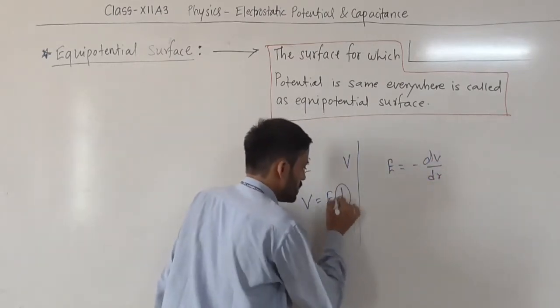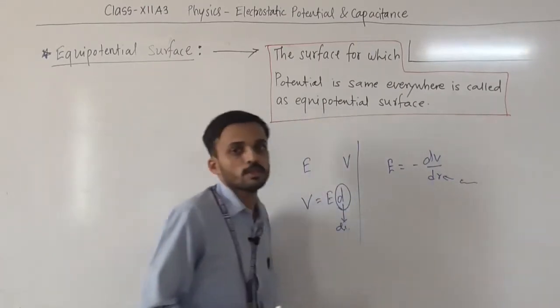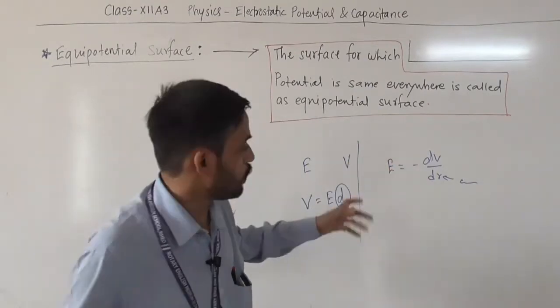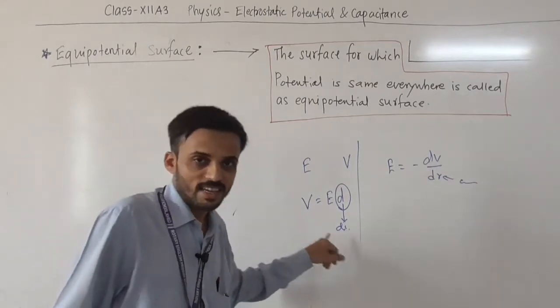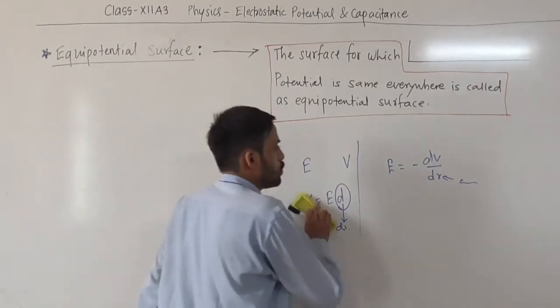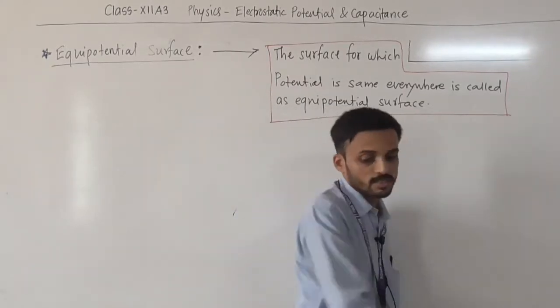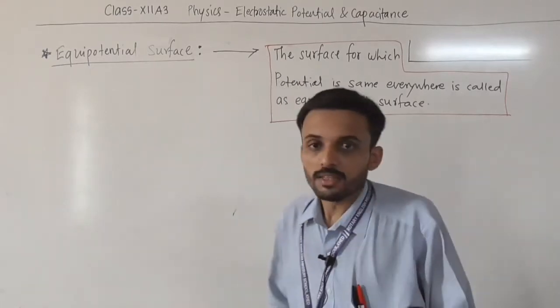Here d means distance, and here also r means distance. So we can express it in the form of r, otherwise we can express it in the form of d. d means distance. These are the two important formulae. They will be helping us in discussing more about the equipotential surfaces.